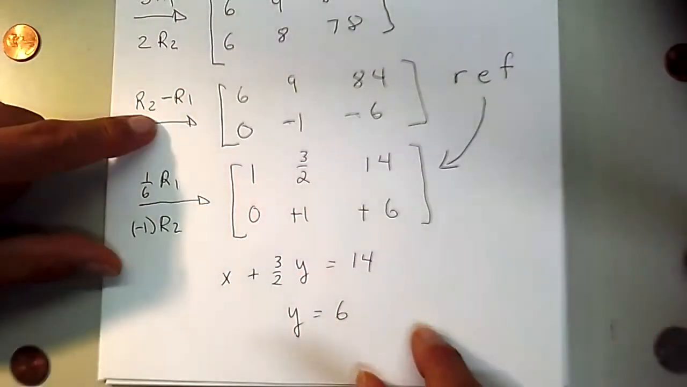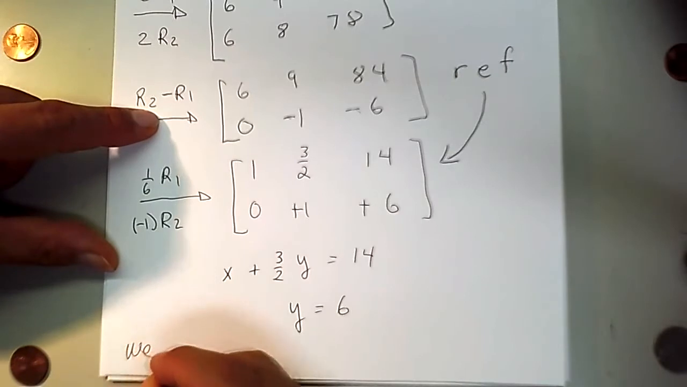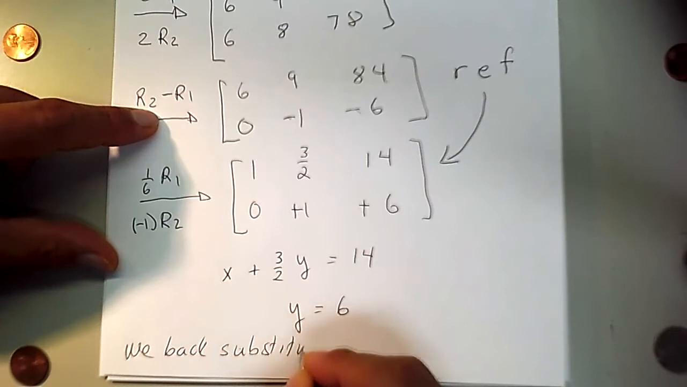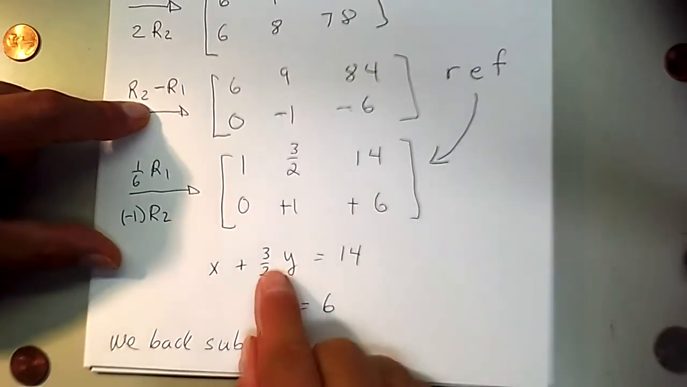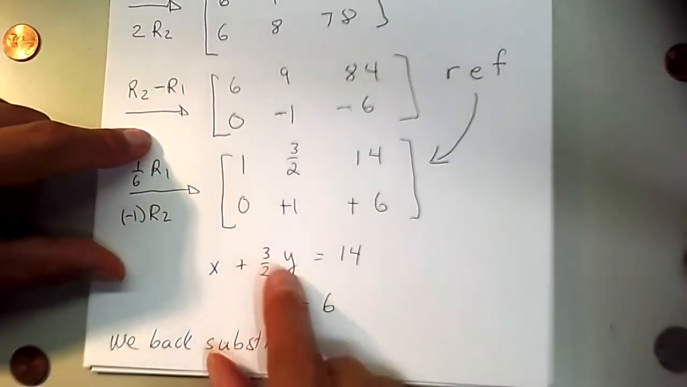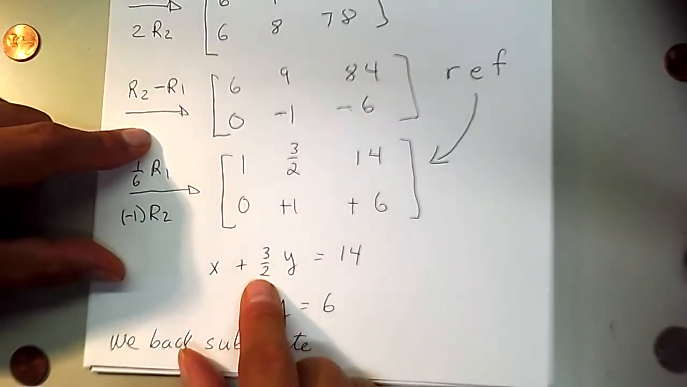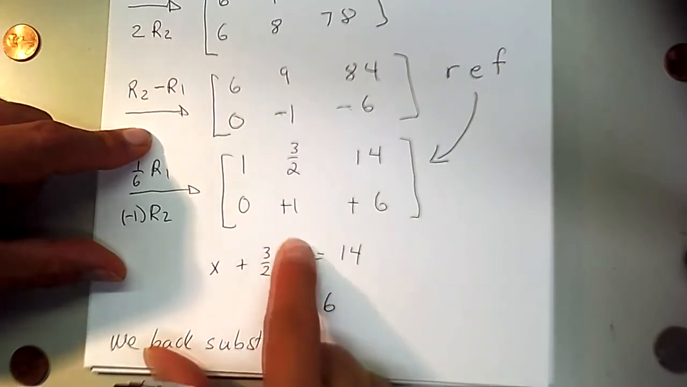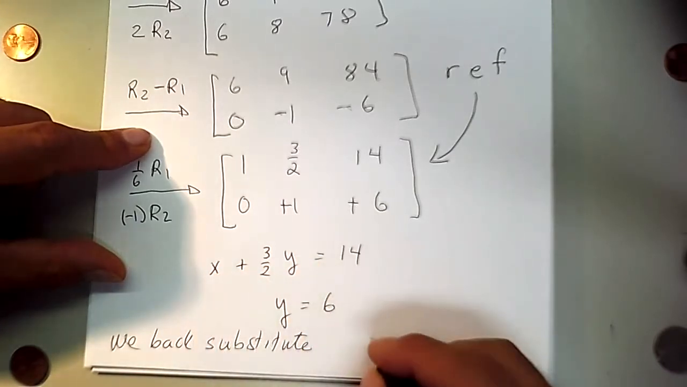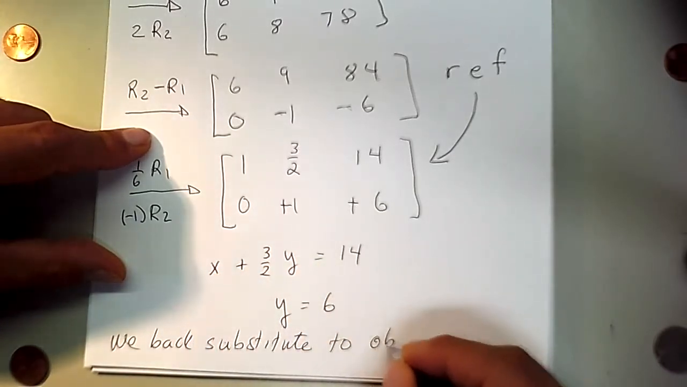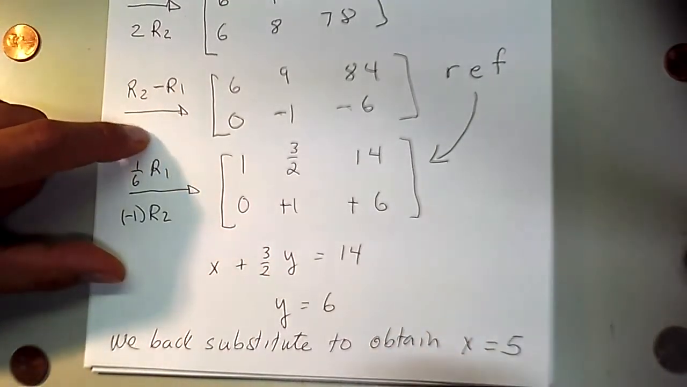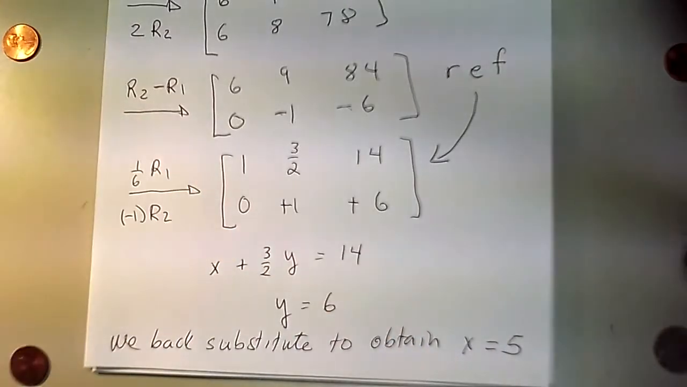So we back substitute. So what is 3/2 of 6? Well, 3 times 6 is 18, but then we have to half that, so that is 9. X plus 9 equals 14, and that means that x has to be 5 to obtain x equals 5. So we have the solution 5, 6.